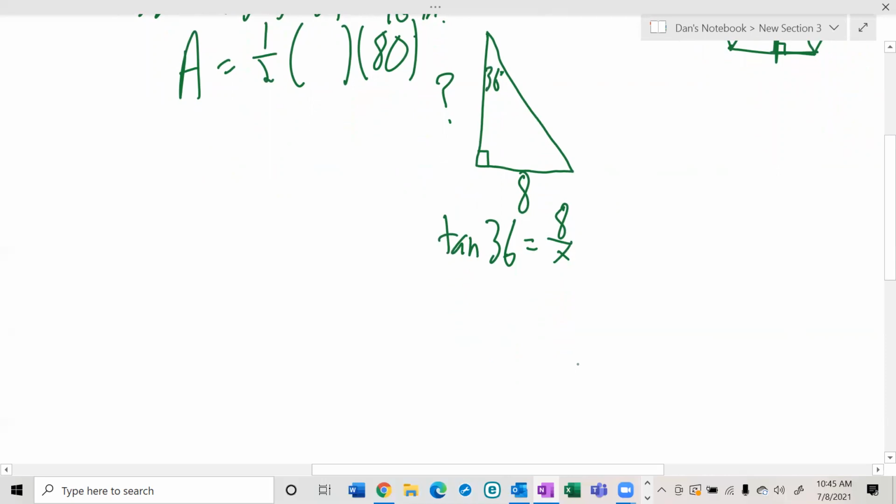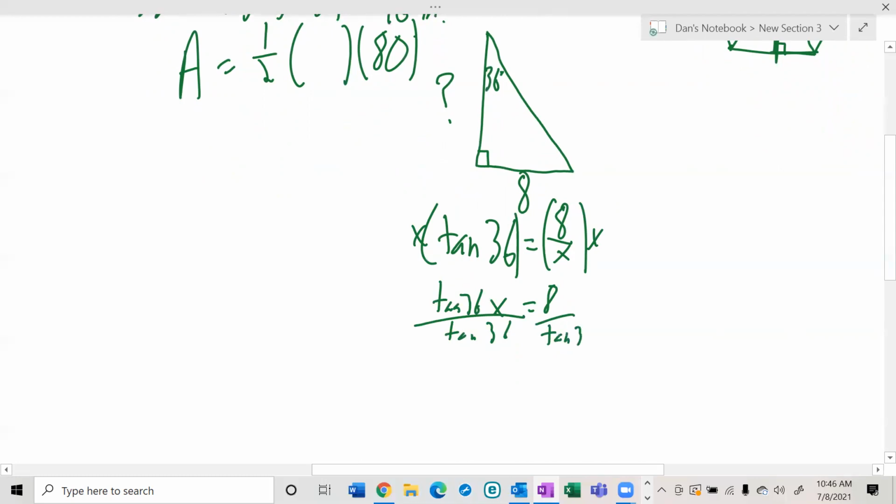I'm going to go through this part kind of fast because you guys all got good grades on this test, proving that you know how to do this. Right? So now we would multiply by x. Tangent of 36 times x equals 8, divided by the tangent of 36 on both sides. X is 8 divided by the tangent of 36. Can I get multiple people to do that in their calculator? And we're going to round to the nearest tenth.